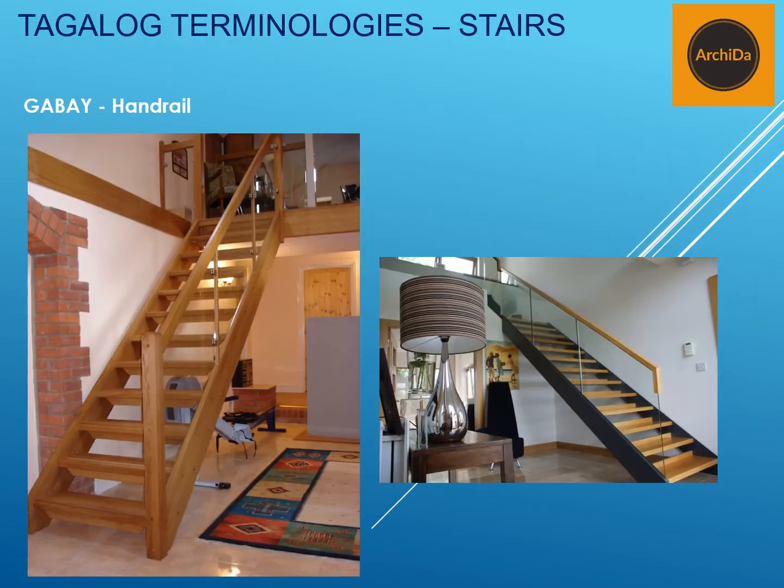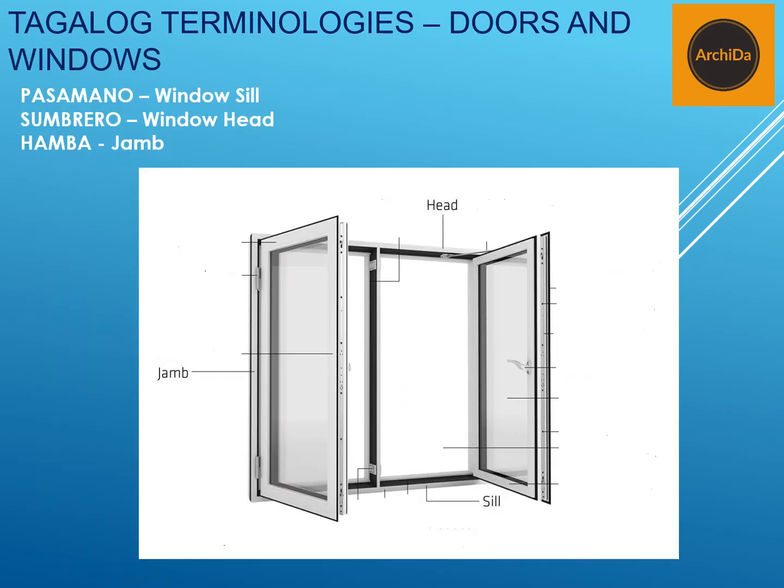Gabay or handrail. This is installed above the stringer, wherein it will guide you as you go up the stairs, although there are some stair designs that have no handrails. Pasamano is the window sill, which is the bottom part of the window. Sombrero is the window head, which is the upper portion of the window, while hamba or jamb are the sides of the window.